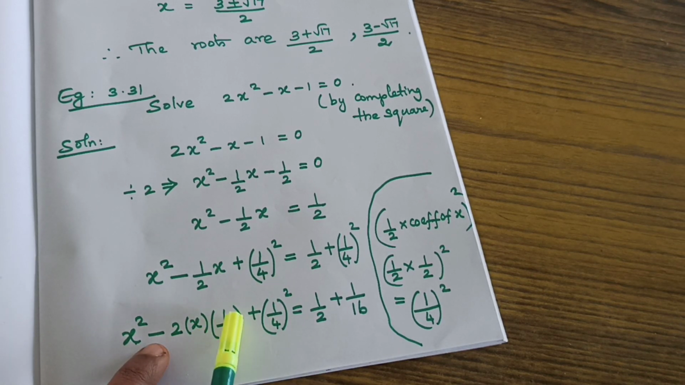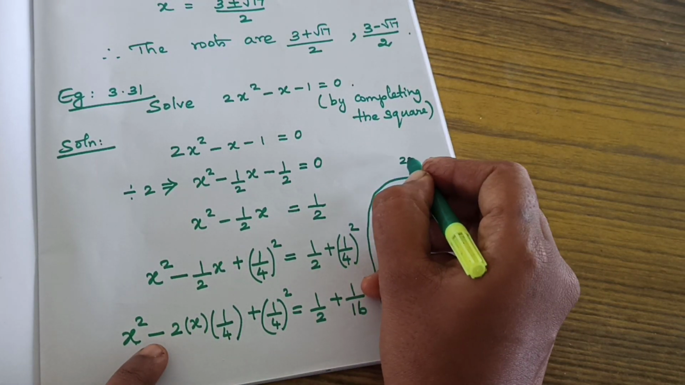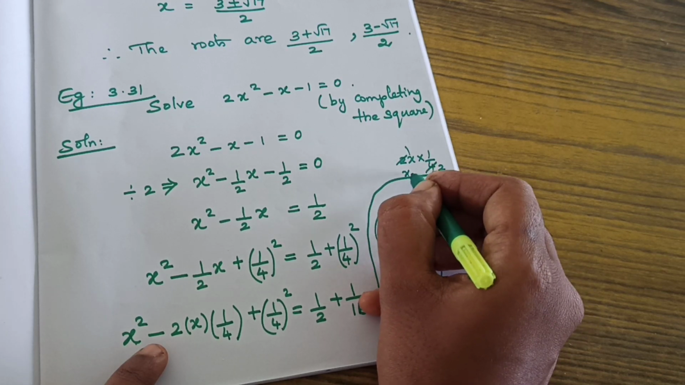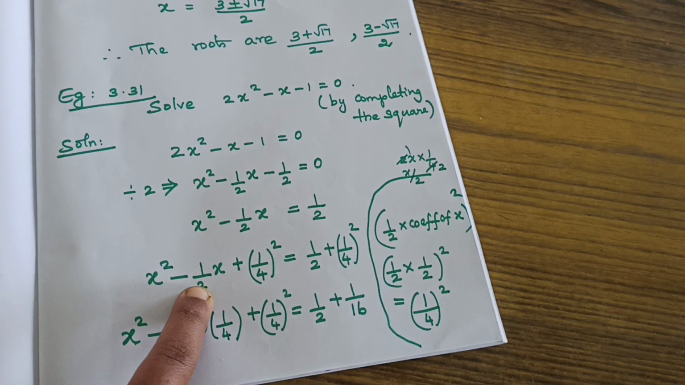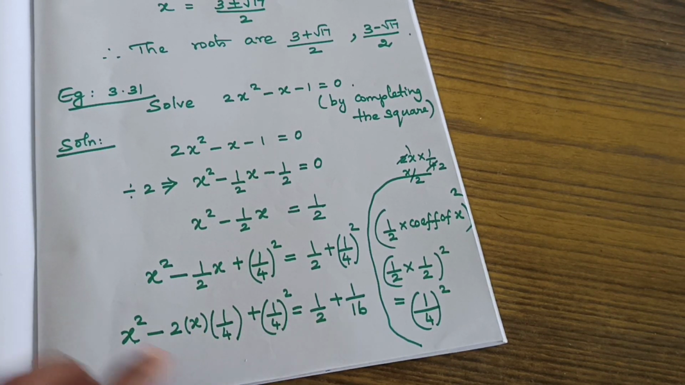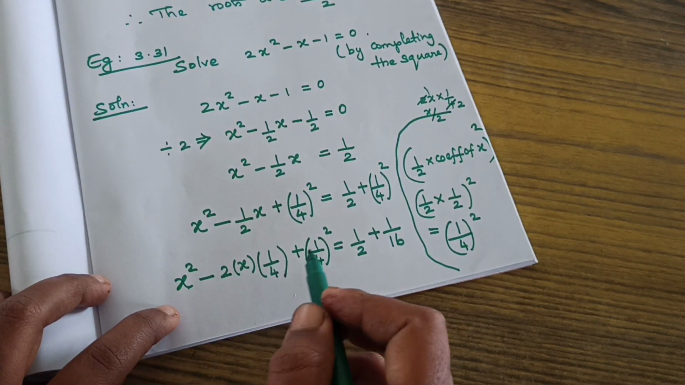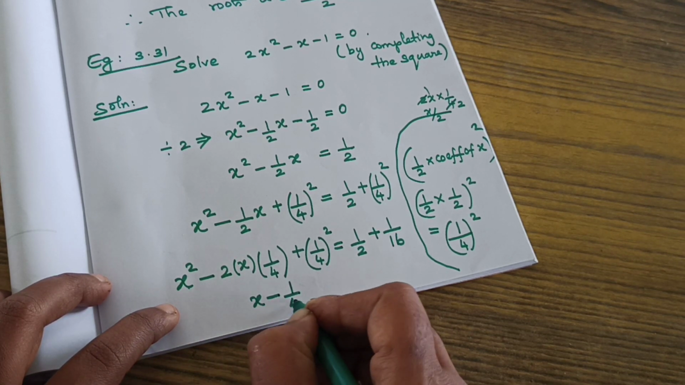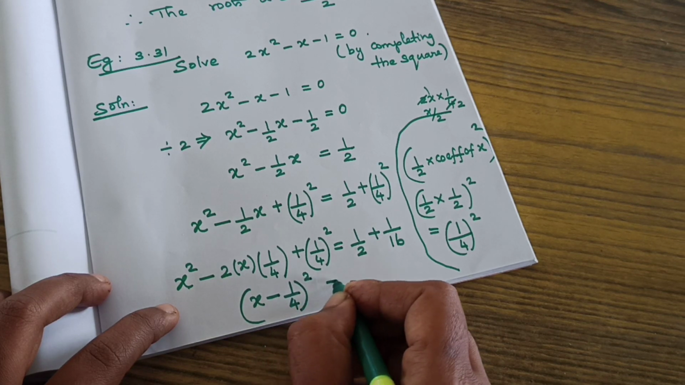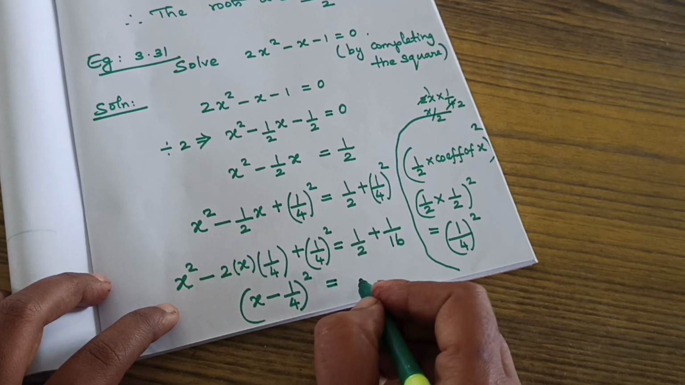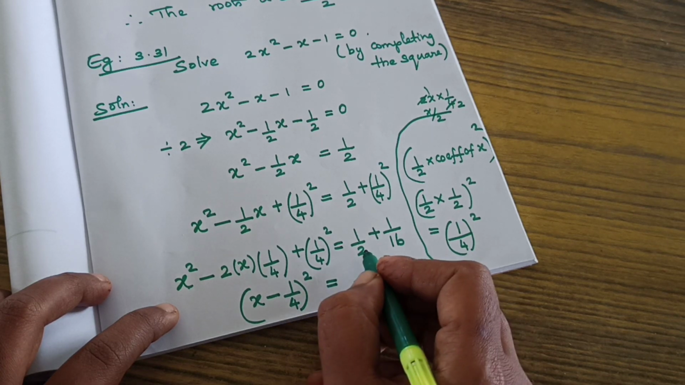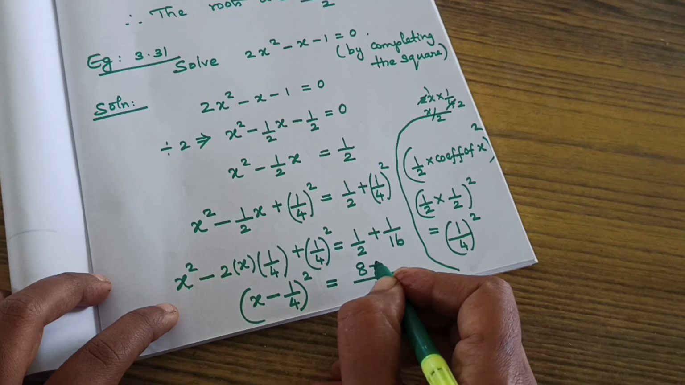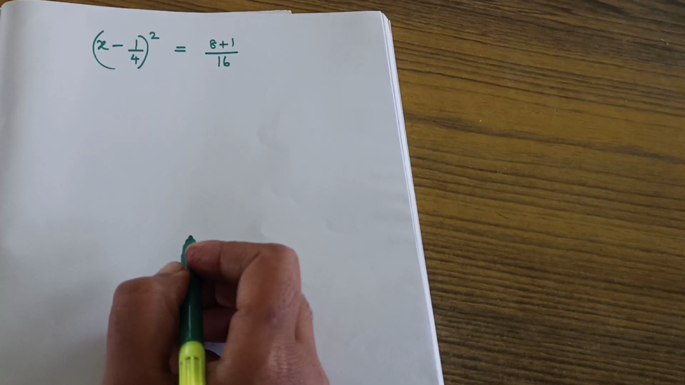Okay, 2x into 1 by 4, let's do the rough work. 2x into 1 by 4, what is the answer? 2 and x by 2, 1 by 2x. Correct form we are getting. So this is the correct arrangement. So a square minus 2ab plus b square, this is the expansion of a minus b the whole square, which is equal to, take the LCM, 16 is the LCM, and 2 we need to change as 16 into 8, 8. So 8 plus 1.